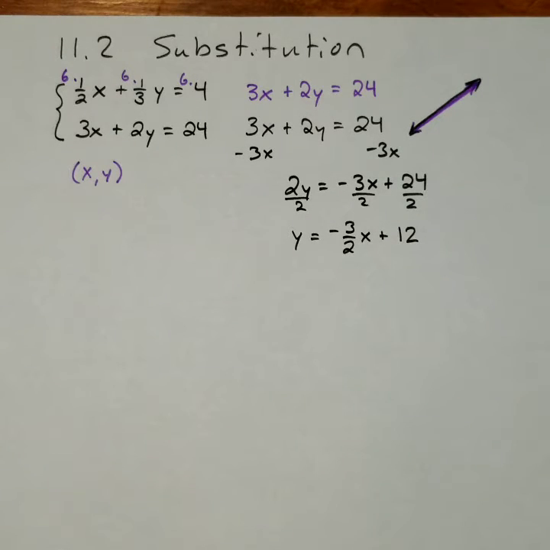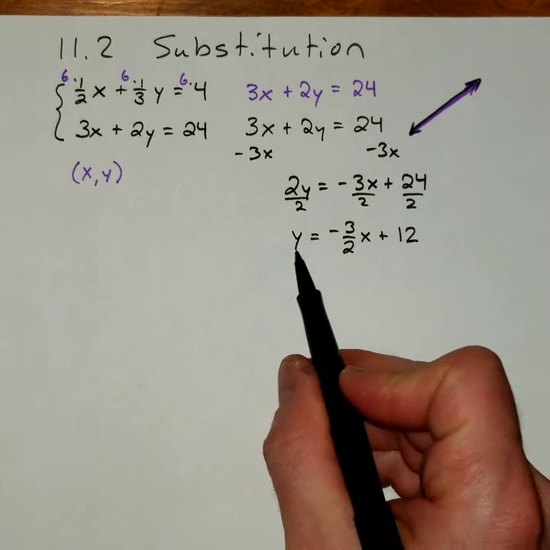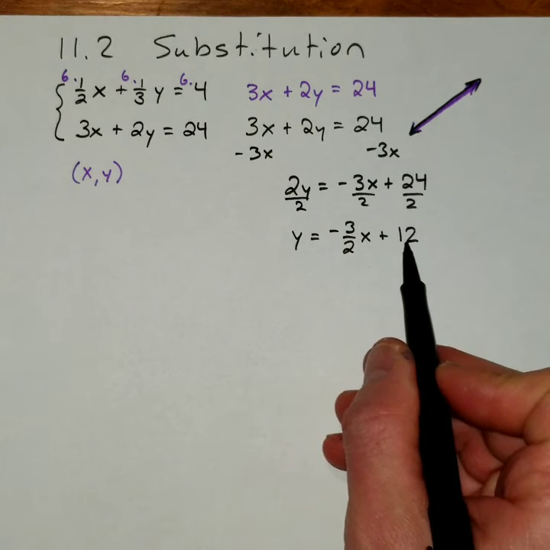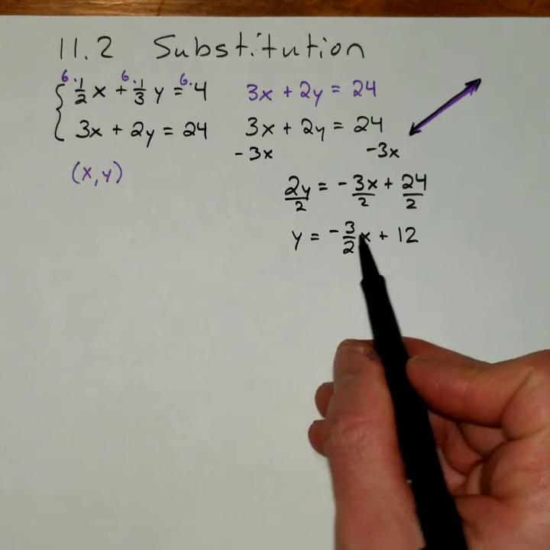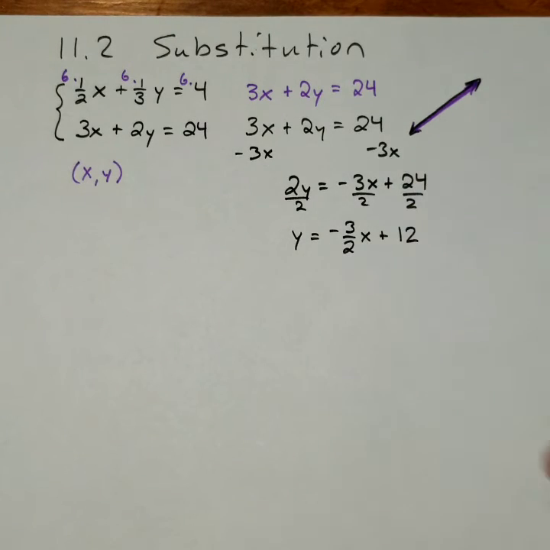Okay, and so now we have slope-intercept form, right? y equals mx plus b. This gives us a slope of negative 3/2. So really I drew this wrong. It should be a decreasing line because it's a negative slope, and a y-intercept of 12.